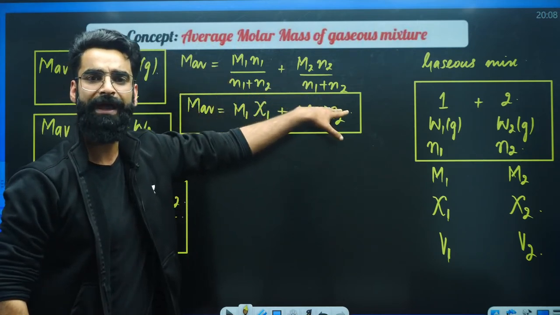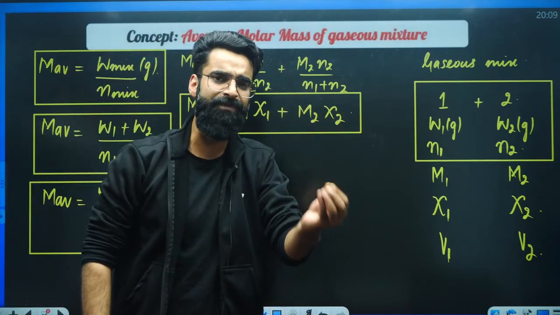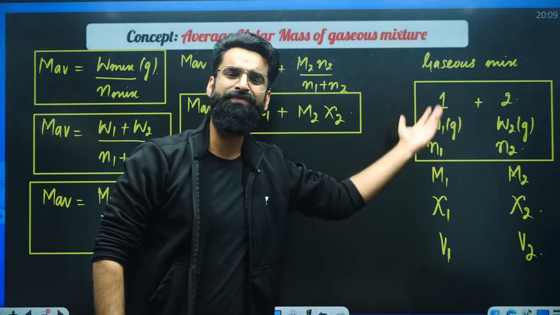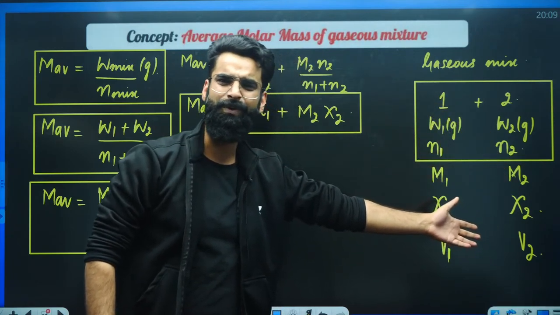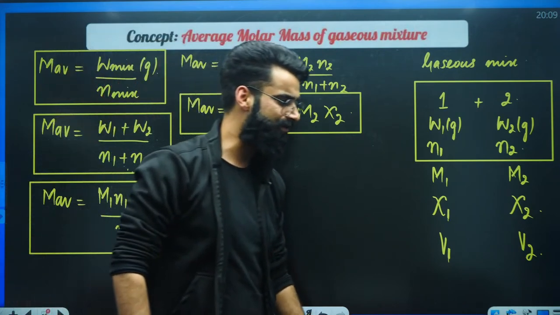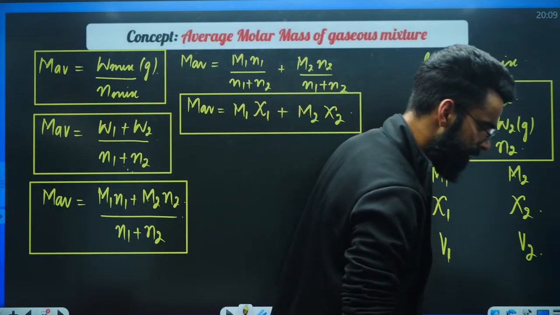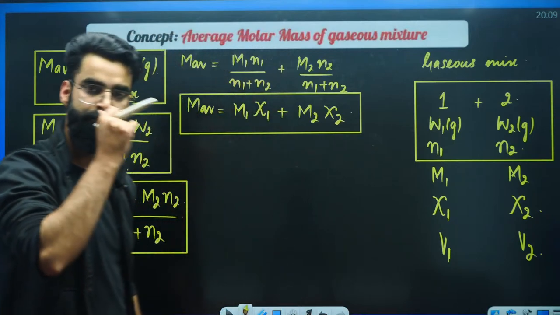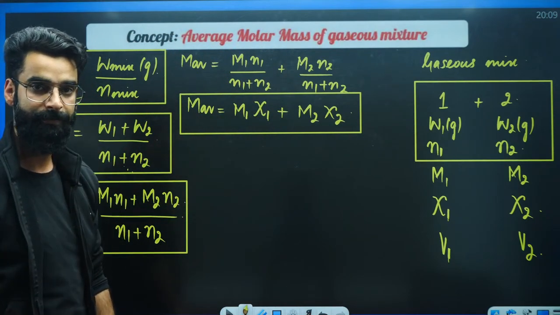M1 chi1 plus M2 chi2. There will be some questions in which you'll be directly given the mole fraction of gas 1 and mole fraction of gas 2. Then you will directly use this result and get the average molar mass of the mixture. Nothing else you have to do.